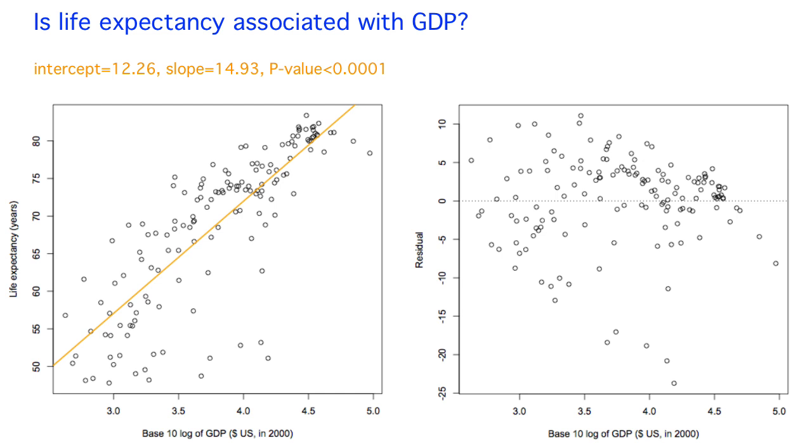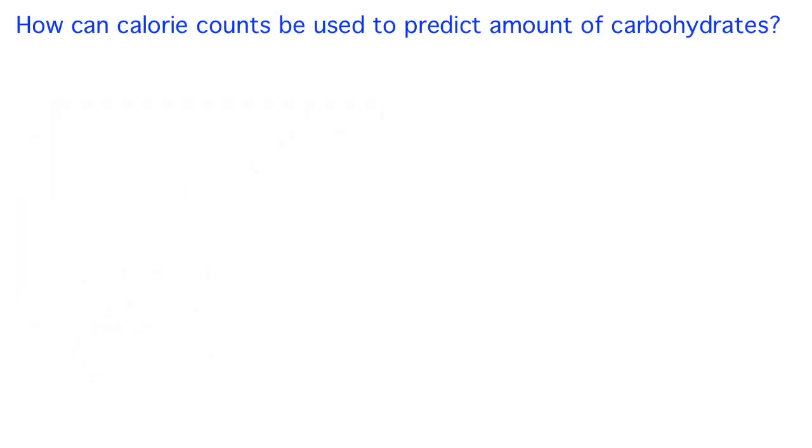We'll now look at another example where a log transformation helps us meet the conditions of linear regression. In the life expectancy GDP example, we log transformed the predictor variable to change a nonlinear relationship into a linear relationship. In this new example, we'll log transform the response variable.